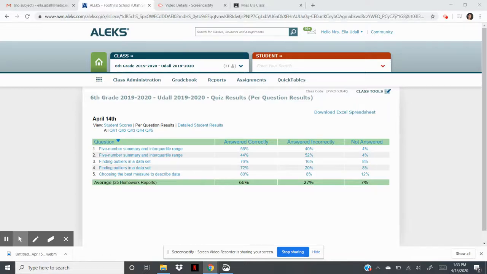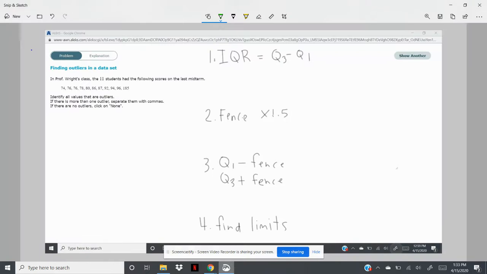Hi class, today we are going to work on finding outliers in a data set. We have this question to find an outlier. Outliers are data points that differ significantly from the data. So we can look at our data right here, in Professor Wright's class. The 11 students had the following scores in the last midterm.